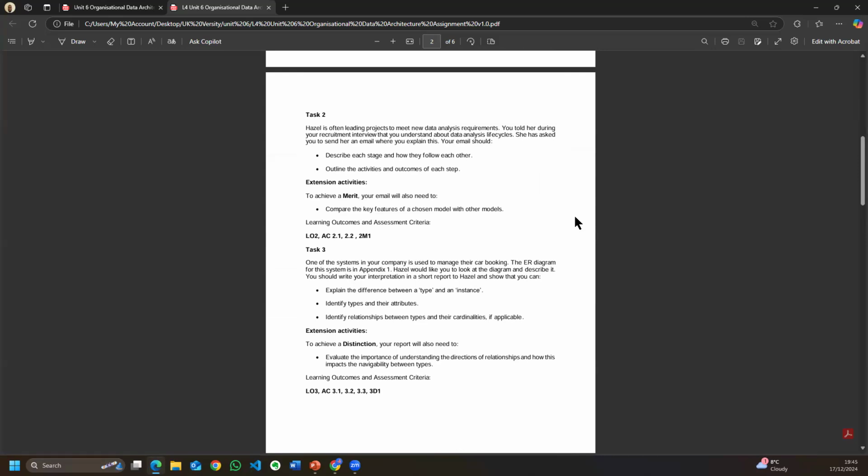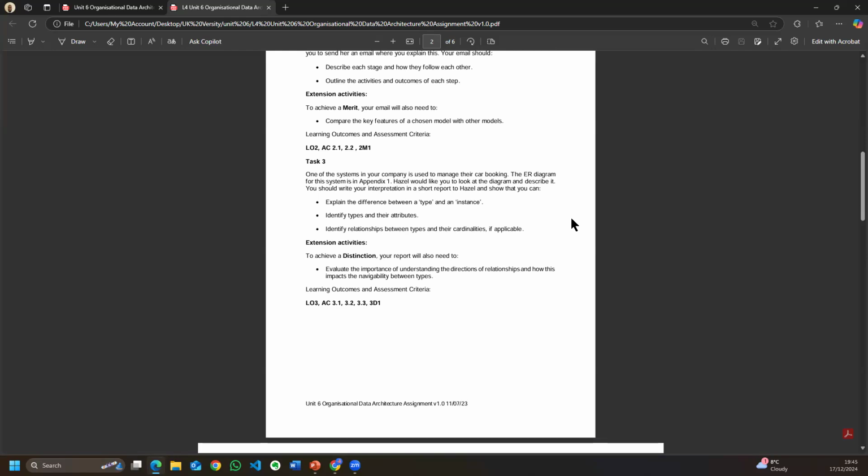Task number 2: ATHE is often leading projects to meet new data analysis requirements. You told them during your recruitment interview that you understand the data analysis lifecycle. She has asked you to send her an email where you explain this. Your email should describe each stage and how they follow each other, and outline the activities and outcomes of each step. To achieve a merit, your email will also need to compare the key features of a chosen model with other models.